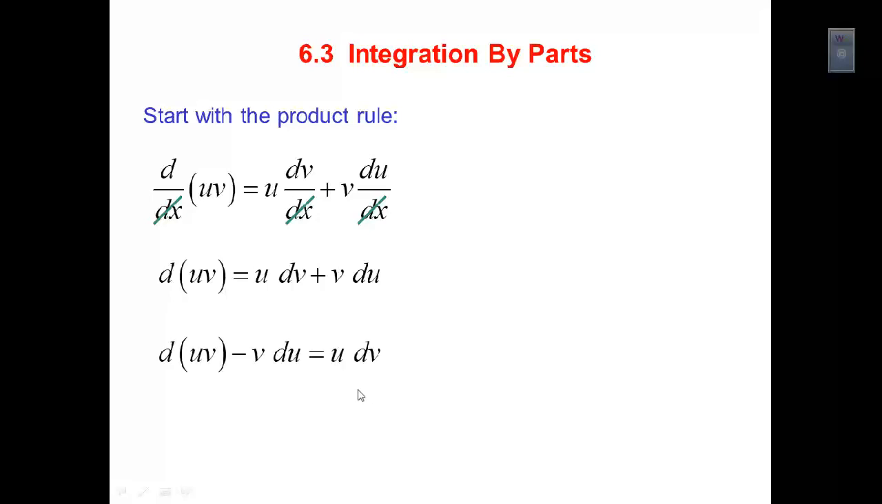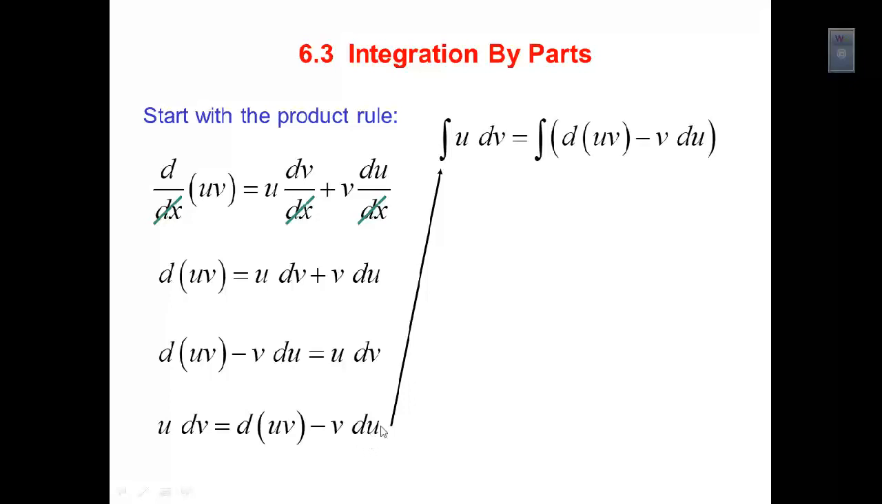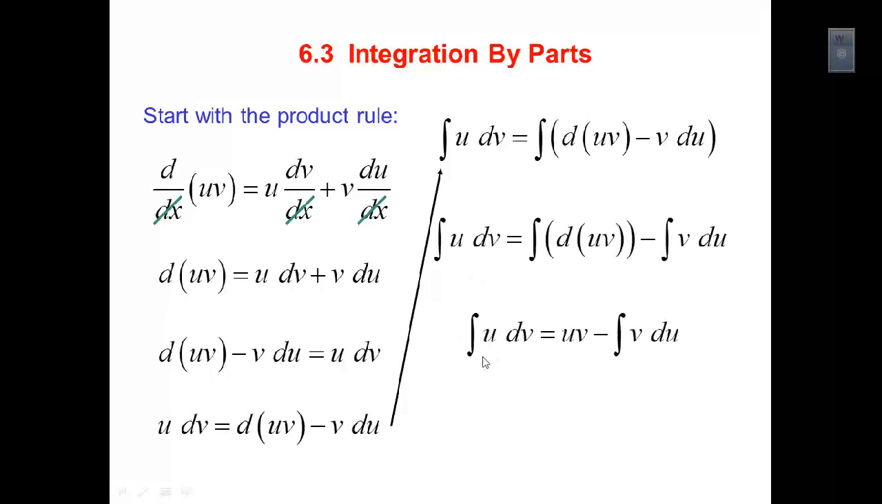If we move the v du to the other side and then we go ahead and flip sides, then we can integrate both sides and we end up with a situation where we're integrating u dv, and that's equal to the integral of d(uv), which we're going to integrate a derivative, which means we're going to end up with just uv minus the integral of v du. So when the integral and the derivative cancel out, we end up with the integral of u dv is equal to uv minus the integral of v du.